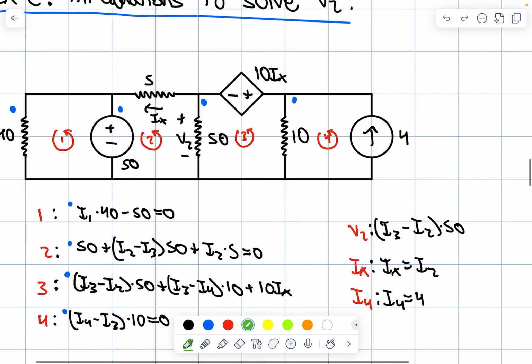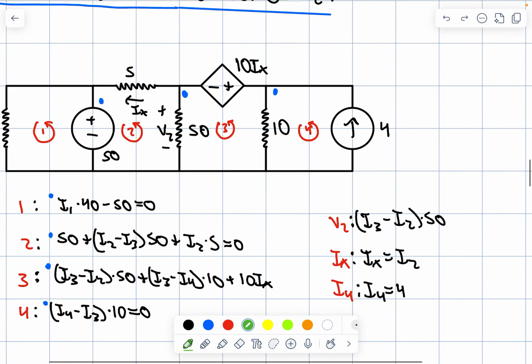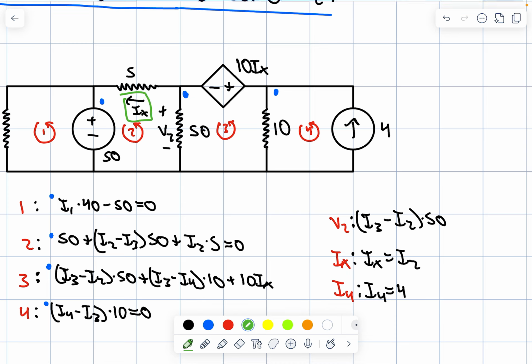So V2 is, I've got I3 flowing in the right direction, I2 flowing in the wrong direction, so I3 minus I2 times the resistance. I times R is V, so that's I3 minus I2 times 50, okay? Then the next thing is, I've got an IX here. What is IX? That's an unknown. Well, if you'll notice, it's just the same thing as I2. There's no other mesh here. There's no other loop that's countering I2, right? So this is just IX equals I2.